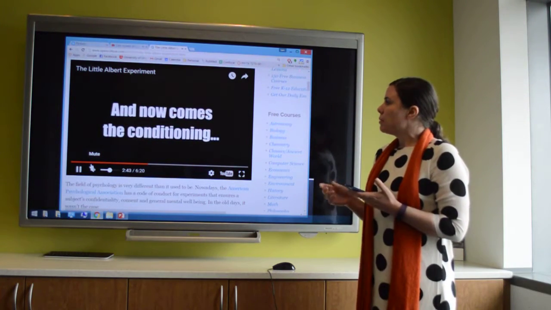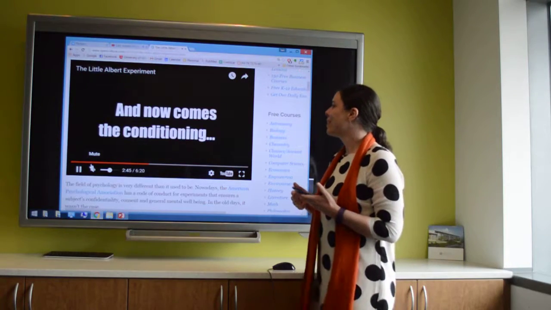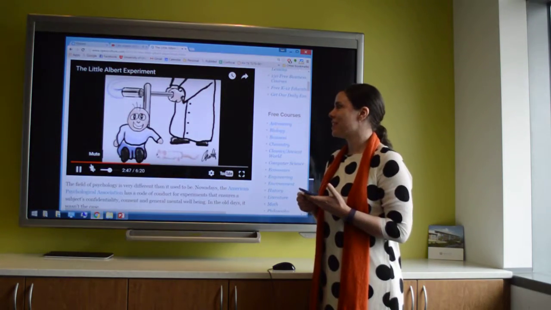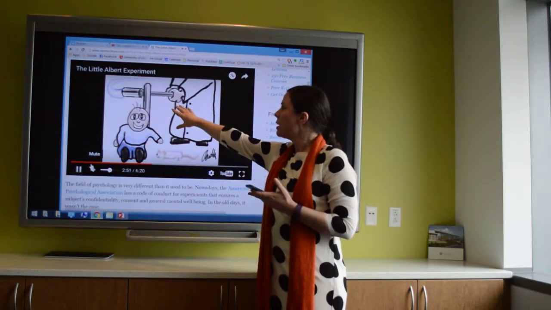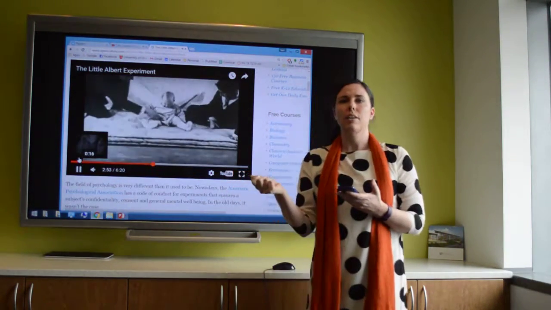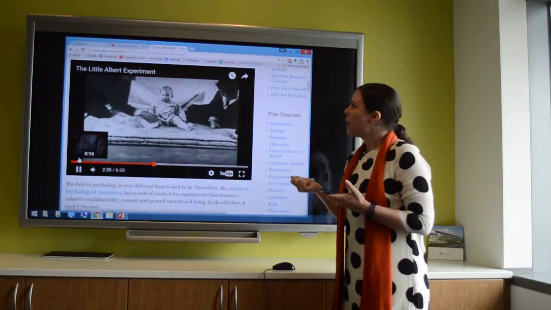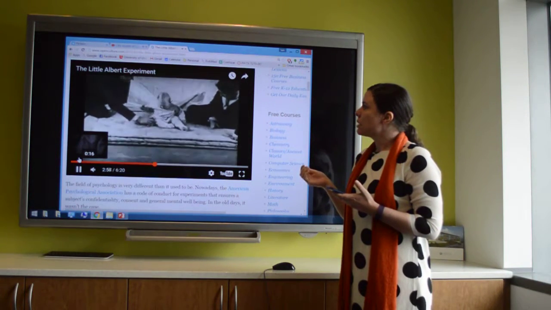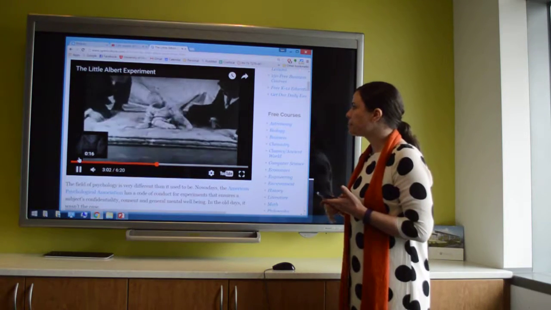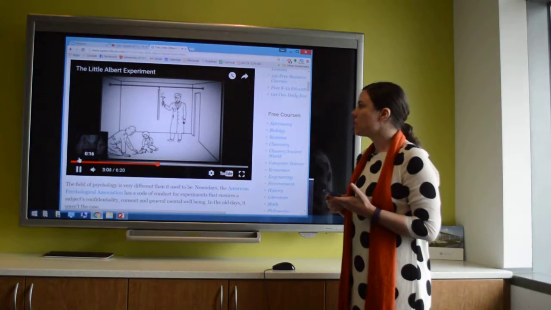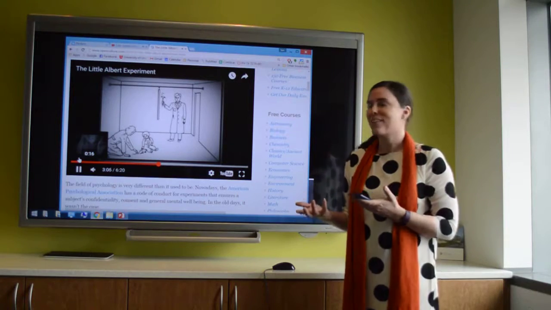And then the experimenters did something to little Albert called conditioning. So basically every time the white rat came into the scene, they would bang a really loud startling noise. And you can see what happens, they're about to do it in the video. He falls forward and then he starts to cry. So humans innately don't like loud noises.